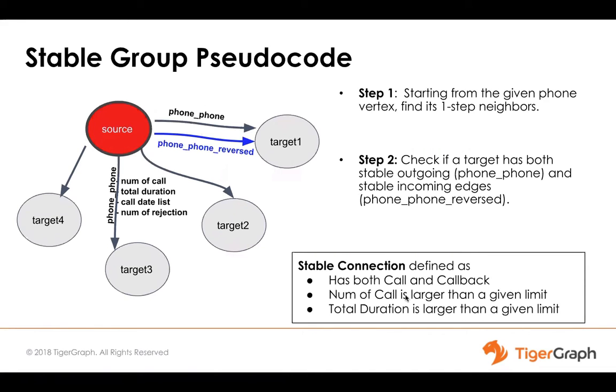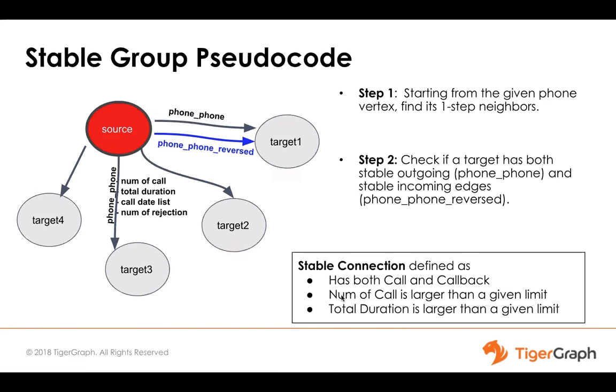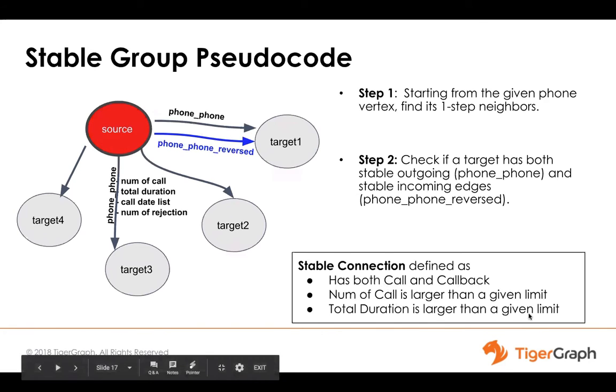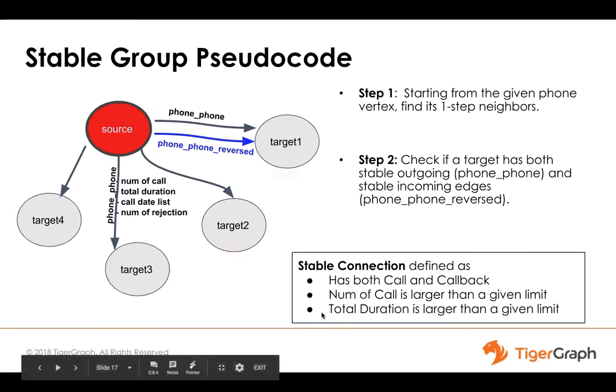Because we have a definition like here, not only both directional edges, but they also have to fulfill some requirements. So one thing we can do in the graph database is, if the source can send a message to the target, we can do this. When we traverse the phone edge, we check whether it fulfills the stable connection relationship, checking those two requirements, the number of calls and total duration. If it fulfills them, the source can send a count to the target.